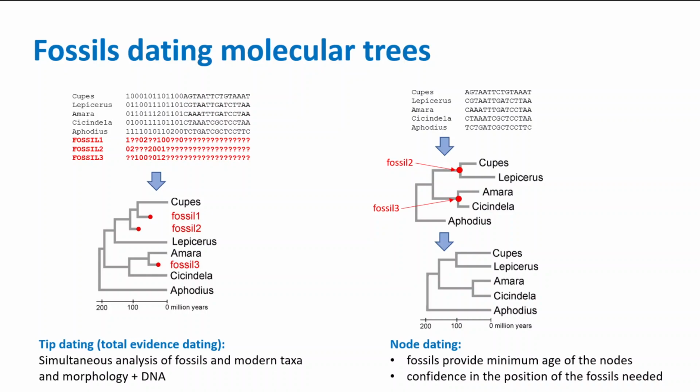The second possibility, this is the kind of older method, is called node dating. So in this case, we make the phylogenetic tree of modern species only based on the DNA data, and we use the fossil to calibrate some of the nodes, some of the ancestors. Based on that, we estimate the ages of all the nodes, all the ancestors, and we produce the dated tree.